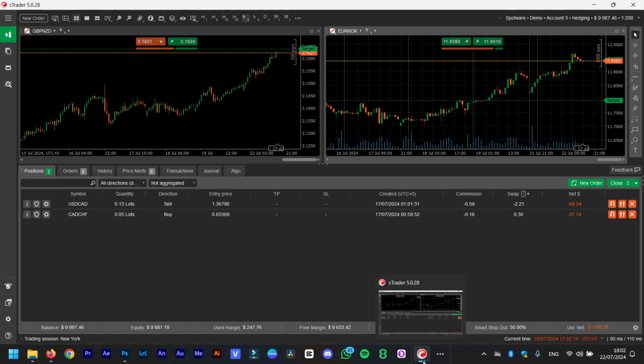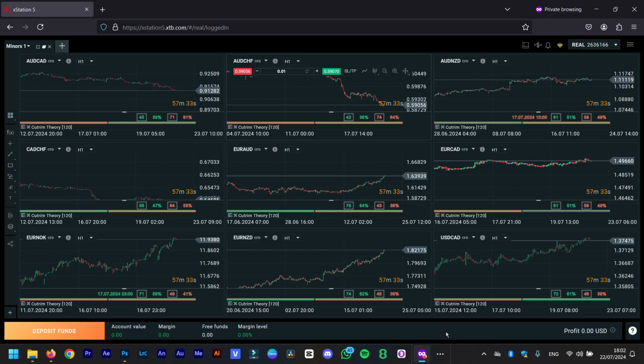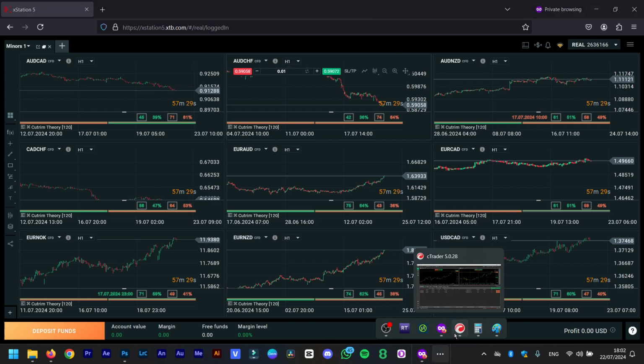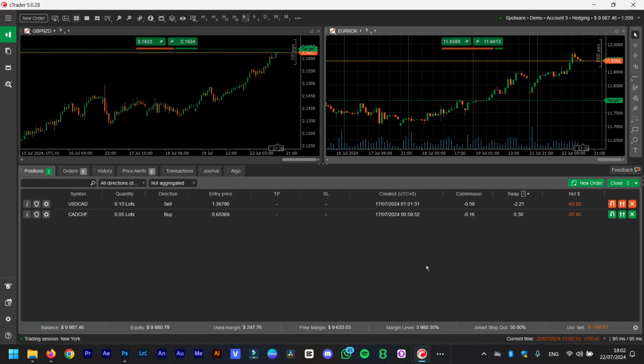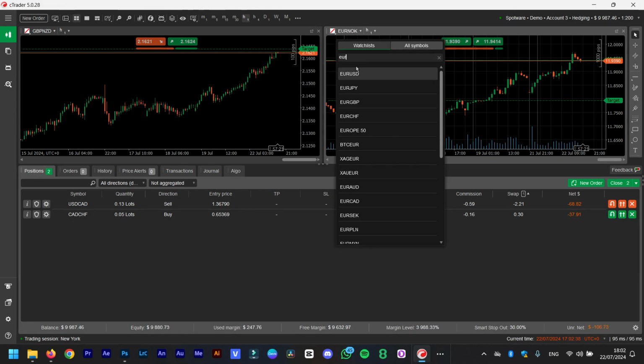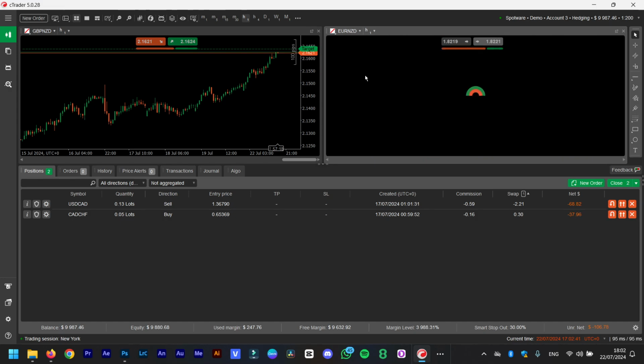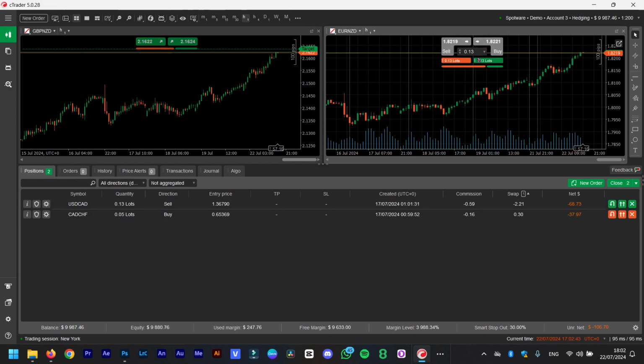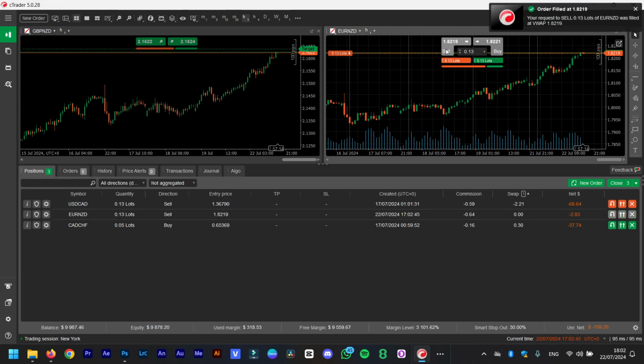USD CAD. Let me see something. Okay. EUR NZD. I might place a trade in EUR NZD, so I'm going to try and sell EUR NZD in here. NZD. I'm going to try and sell it. Same thing. So 0.13. As you can see, the margin is still at 3,000%, which is really safe.